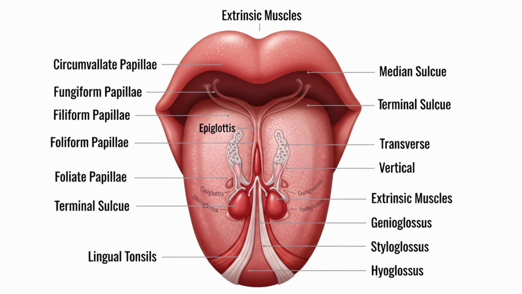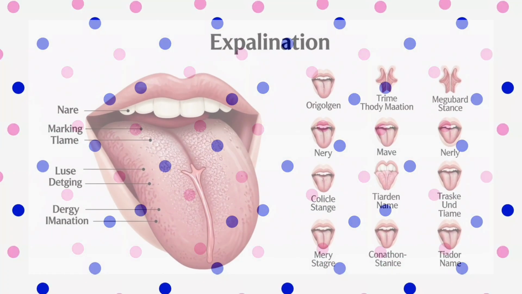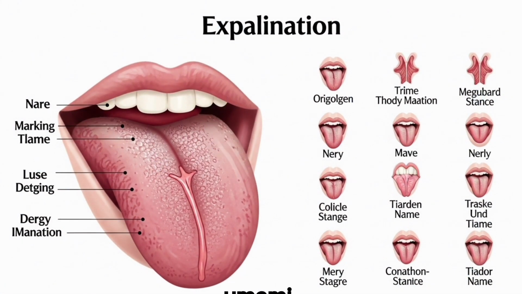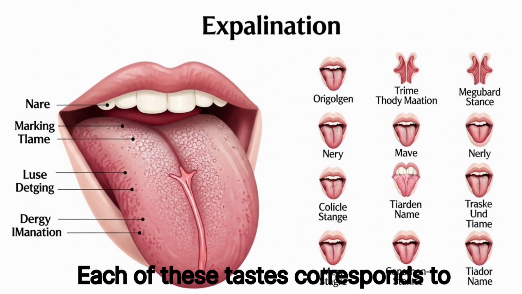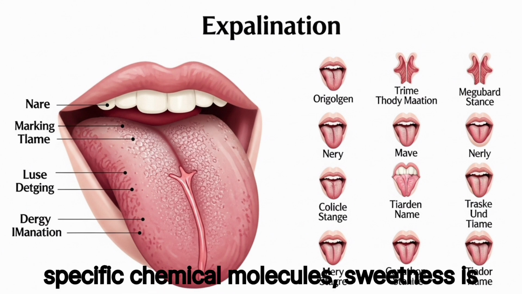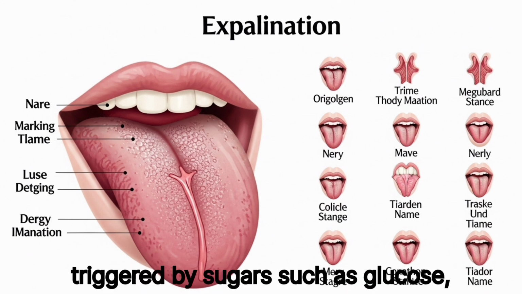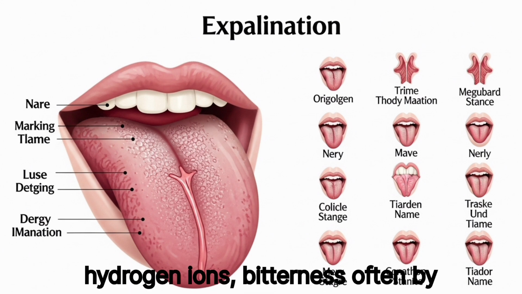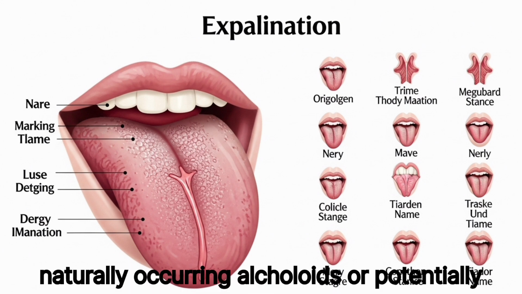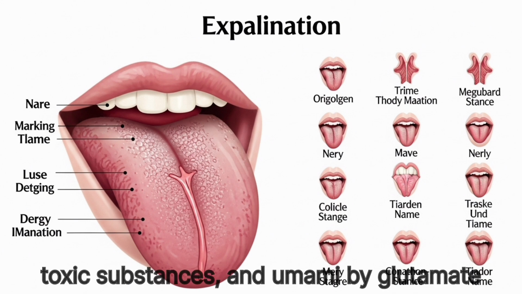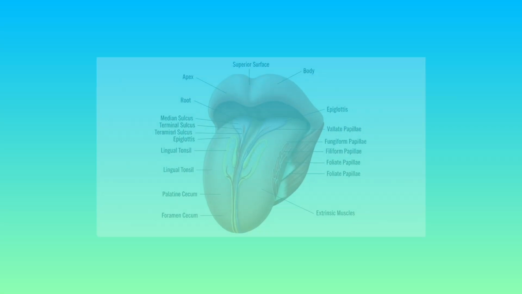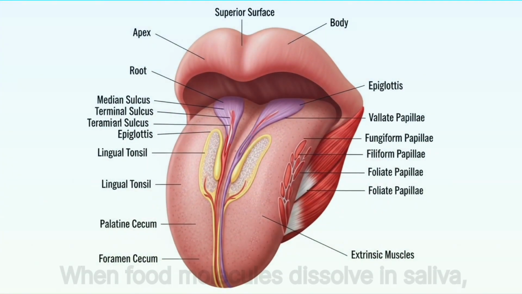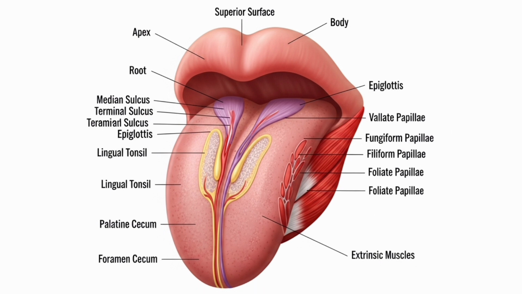Human beings perceive 5 fundamental tastes: sweet, sour, salty, bitter, and umami. Each of these tastes corresponds to specific chemical molecules. Sweetness is triggered by sugars such as glucose, saltiness by sodium ions, sourness by hydrogen ions, bitterness often by naturally occurring alkaloids or potentially toxic substances, and umami by glutamate compounds. When food molecules dissolve in saliva, they penetrate the taste pores and activate gustatory receptor cells.